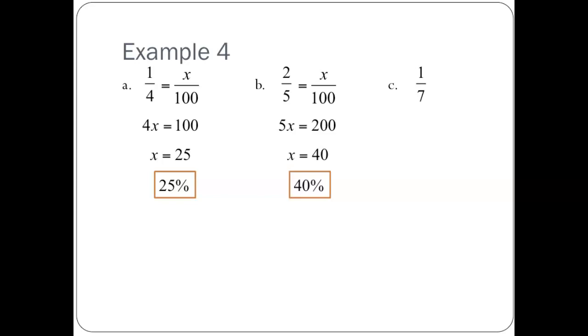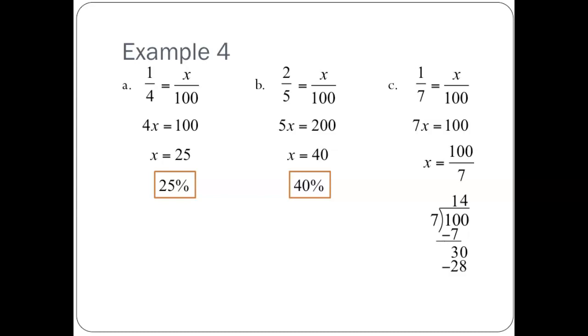Alright, the next one we have 1/7. So again, writing this as an equivalent fraction over 100, we say this is equal to x over 100. Cross multiply, we have 7x equals 100, which means x is equal to 100 over 7. Now if we want to get at least some approximate value here, we'll want to go ahead and actually divide this. So 100 divided by 7, that goes in once, times 7, subtract that, we get 3, bring down the 0. 30 divided by 7 goes in 4 times, it's 28. Leaves us with 2. So it's about 14%, a little bit more, but approximately 14%.